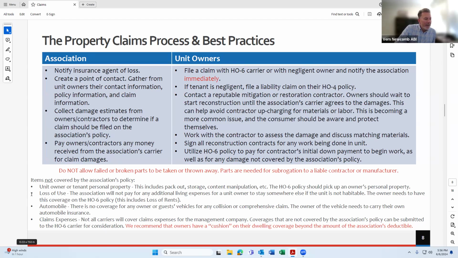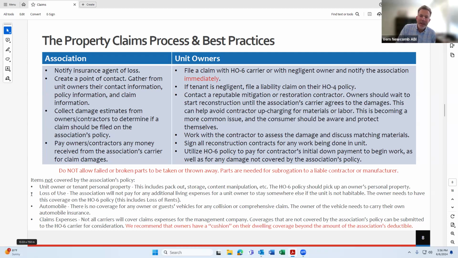And what's even more important is items not covered by the association's policy during a claim. Unit owners' or tenants' personal property is not covered under the association's policy. This includes packing out their furniture, manipulating their furniture. As an example, we talked about the hardwood floors being damaged. Well, maybe the contractor has to get all of their furniture out, put it in storage, so they can refinish all of the hardwood floor. That's not covered under the association's policy. It's covered under the HO6 policy.